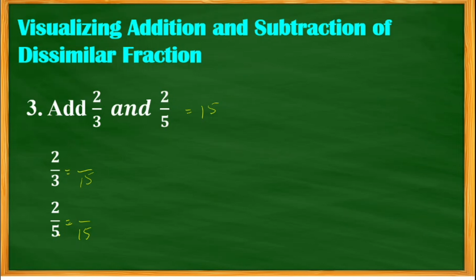Now, to make this one a similar fraction, 15 divided by 5 is what? 3. And then you multiply the numerator, the answer is 6. Again, 15 divided by 3, the answer is 5, multiplied by 2, the answer is 10. Now we have similar fractions. So we're going to write it in a number line.